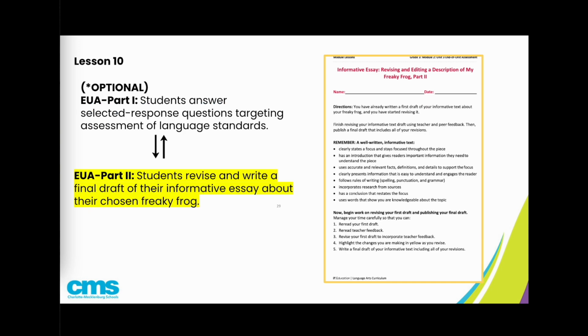So as you're looking for each part of the assessment, just know that even though it says Part 1, it's actually Part 2. So they are reversed in the printing. This is an error from L Education. So make sure that students are completing the part of the assessment where they are revising and writing a final draft of their informative essay about their chosen freaky frog.